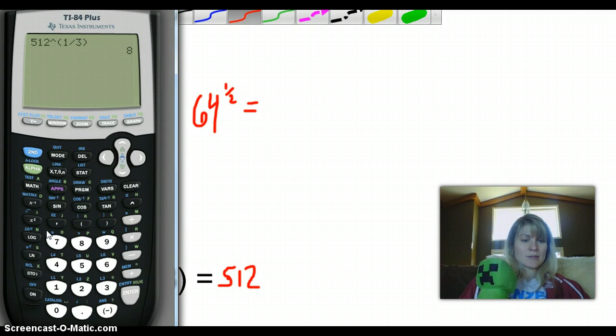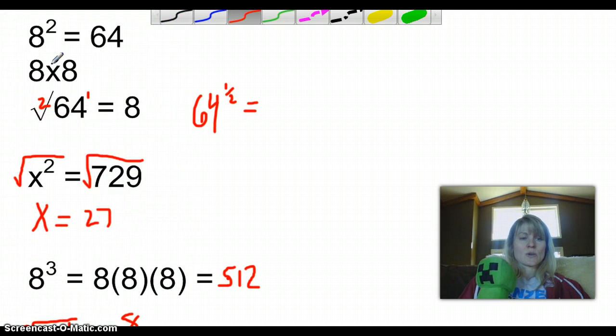And just to prove it to you, if we did 64 and raised it to the 1/2, see what happens if you don't put parentheses around it. Did I get the right answer? No. So let's try that again, but we'll do the 1/2 like this, and then I get my proper answer of 8. So the square root of 64 is 8, and 64 to the 1/2 is also 8.